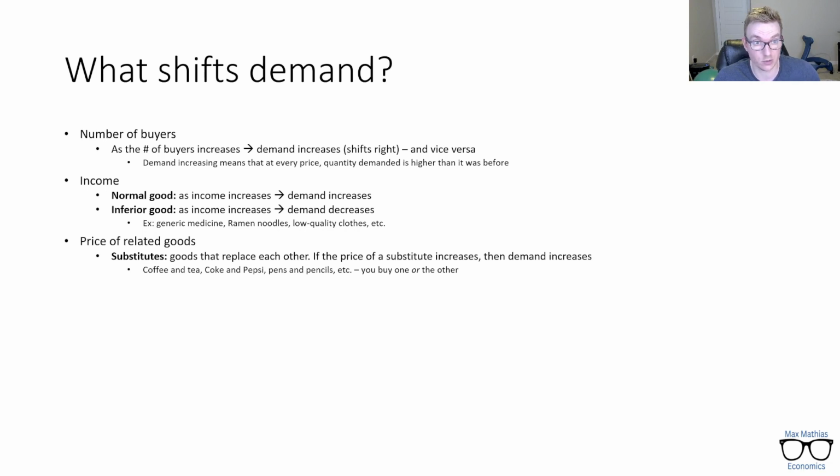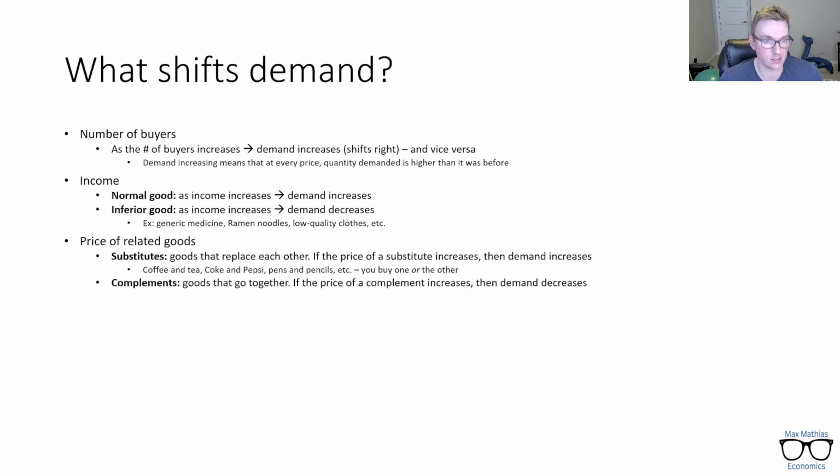If that substitute, let's say Coke, becomes cheaper, same thing's going to happen. People are going to move from Pepsi towards Coke because it's now relatively cheaper. So price of Coke goes down, demand for Pepsi goes down. Pens and pencils, right? You get the idea. With substitutes, you're buying one or the other. And again, the rule is substitute becomes more expensive, you see me buy more of X.